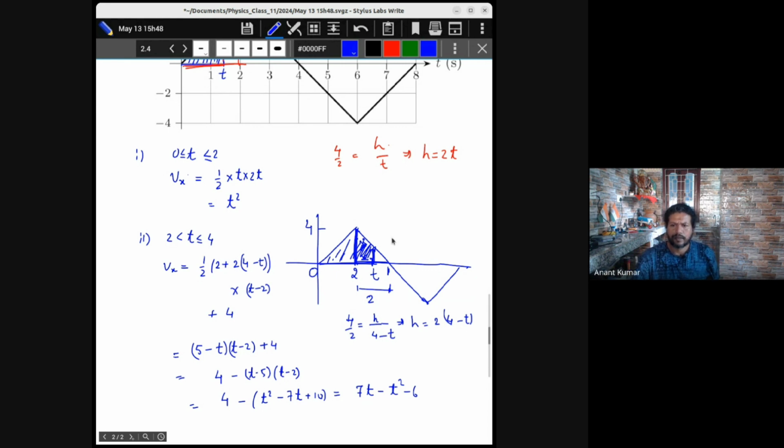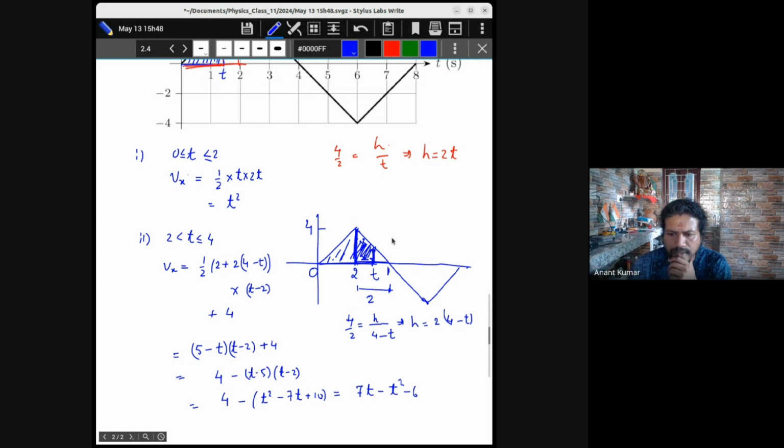Let us see. The height is 2 into 4 minus t, the base is t minus 2, and then plus a triangle. So that is fine so far. On putting t equal to 4, I should actually get half into 4 into 8, but I am getting something else.